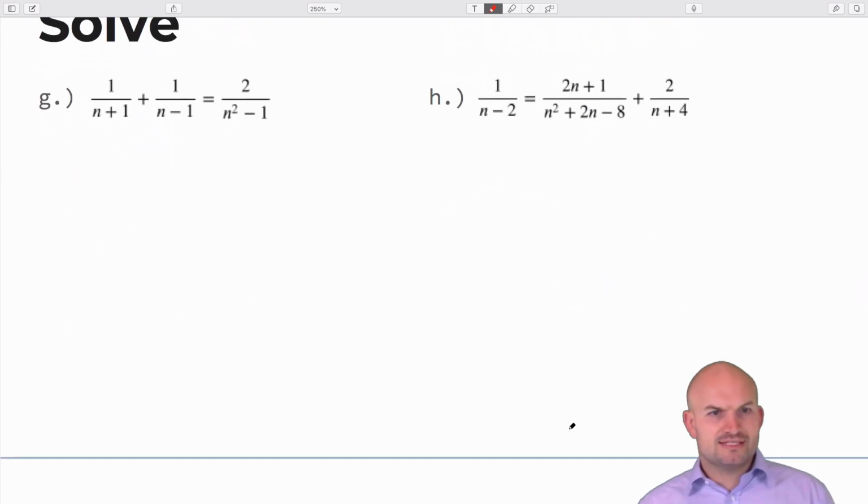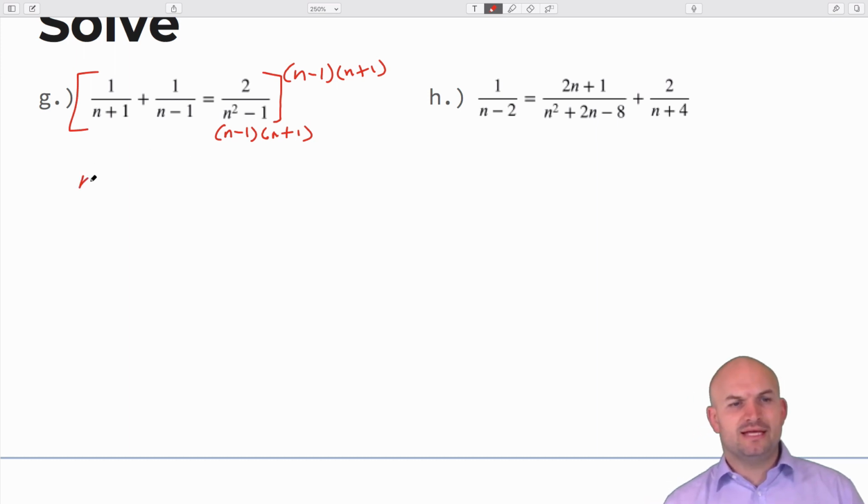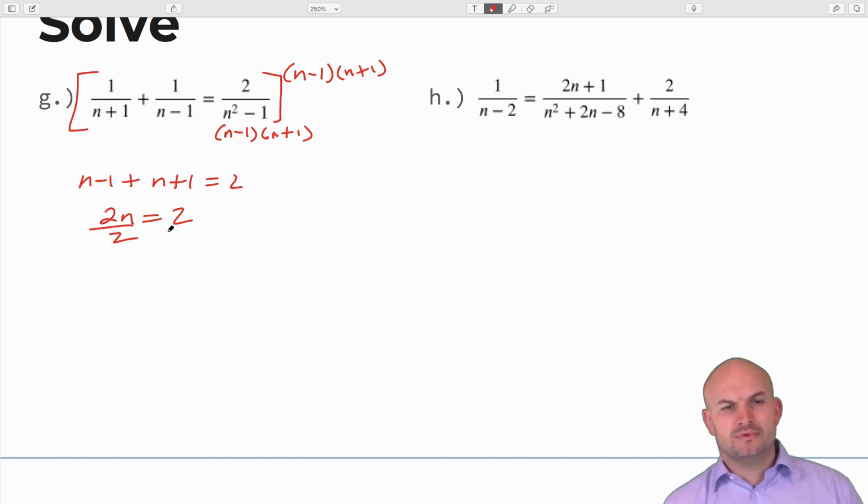All right, so let's kind of continue on. So you can see this one's kind of same here. But again, this is another factored form, n minus 1 times n plus 1. So multiply everything. Okay, and what we get is we like the 1s here. We don't have to worry about distributive property. Here we get a 2n equals 2. Divide by 2, n is equal to 1.